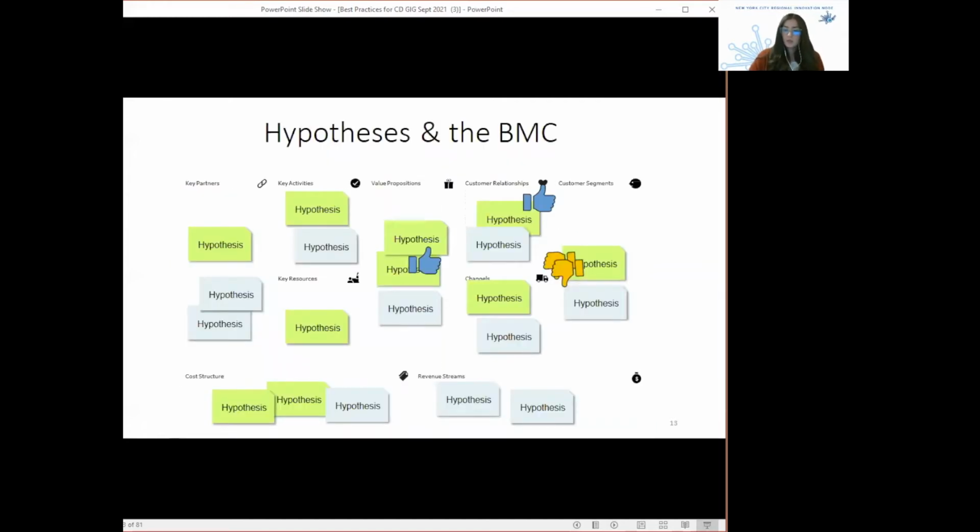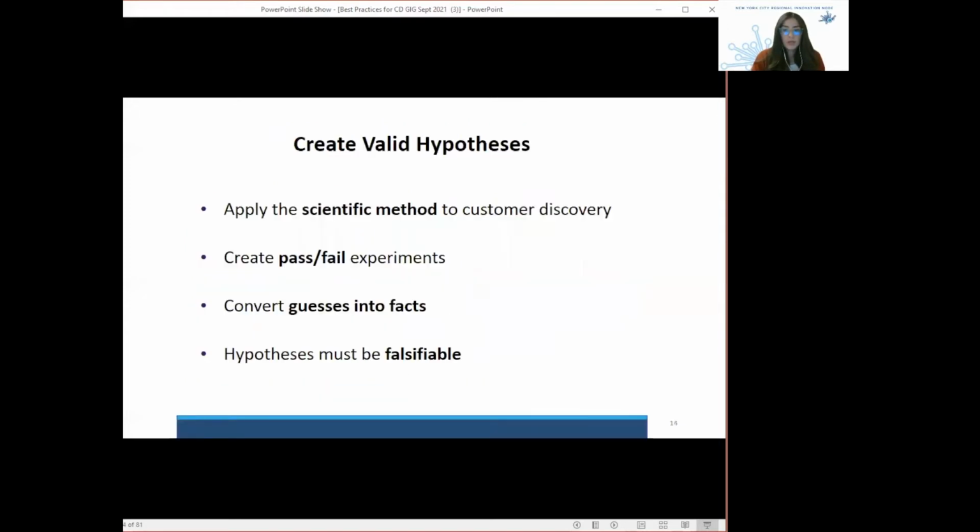So all of the guesses that you have on your business model canvases are hypotheses that you can validate or invalidate after talking to potential customers. And you'll be able to designate whether the hypothesis is validated or invalidated in your ecosystem, so you can track it as you go through each of your interviews. To be able to turn those guesses into facts, you have to create a valid hypothesis that can either pass or fail tests, meaning they have to be falsifiable. Each hypothesis has to be falsifiable.